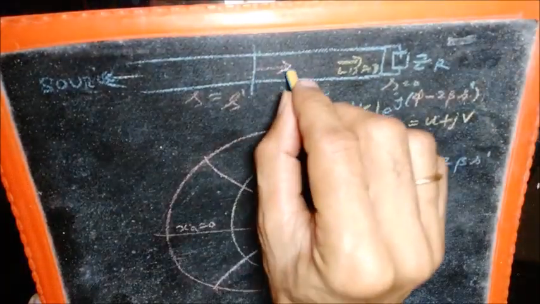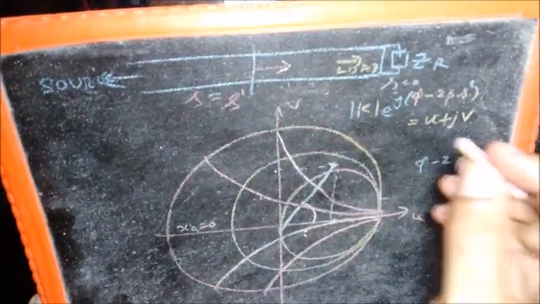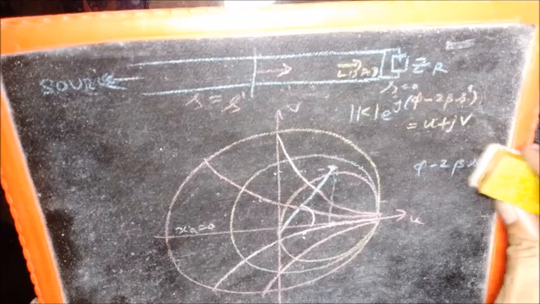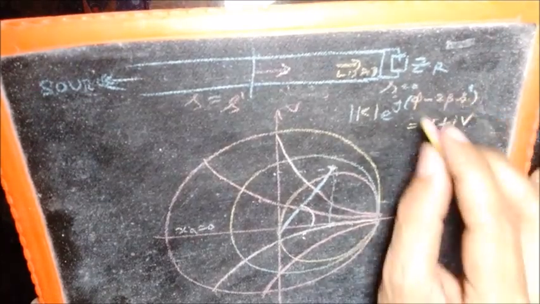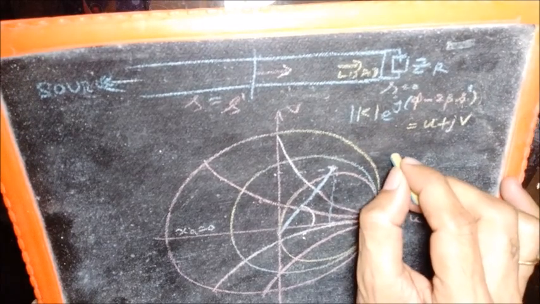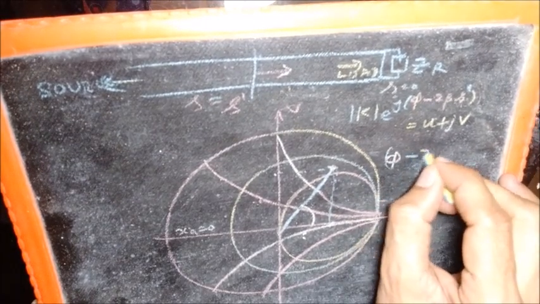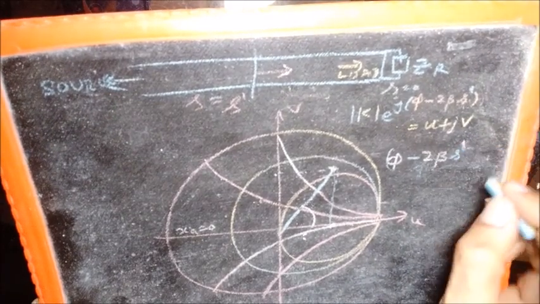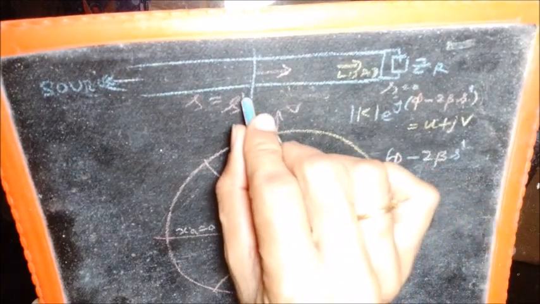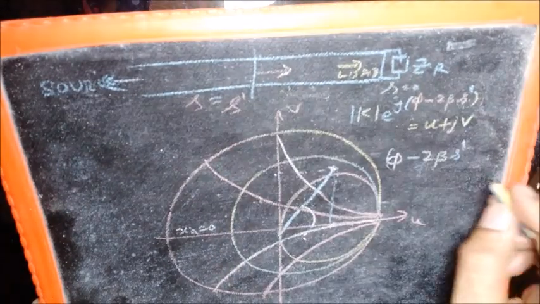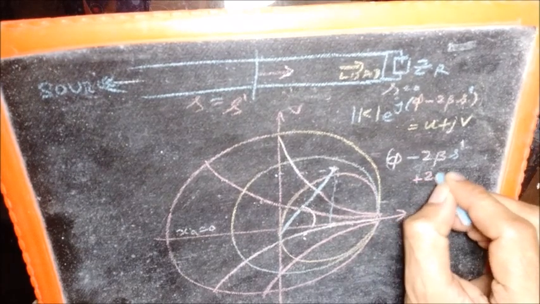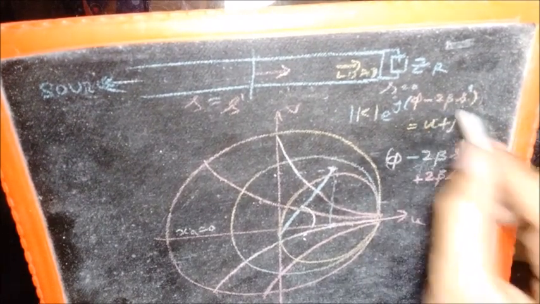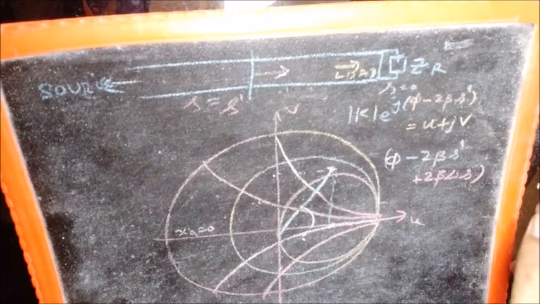So let's say we are moving a small distance, or maybe a significant distance that we'll see later, this side. So what happens is that the phase here changes, the magnitude does not change, the phase changes to phi minus 2 beta s dash, and I am moving from s dash to s dash minus delta s. So the minus, and the s dash minus delta s, becomes plus 2 beta delta s.